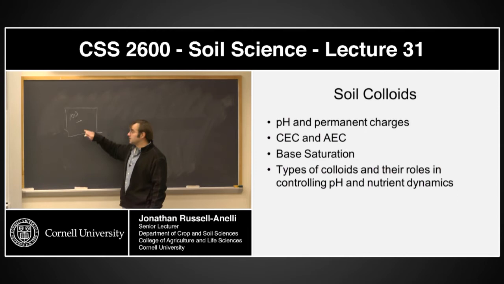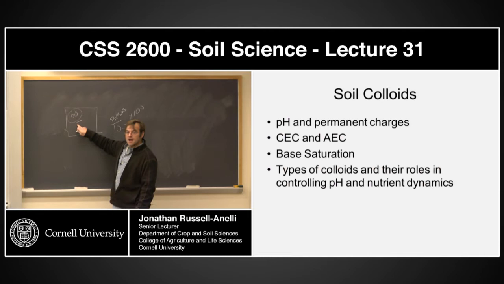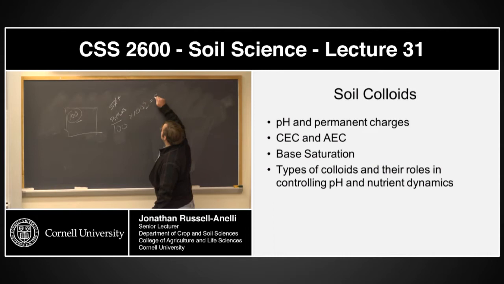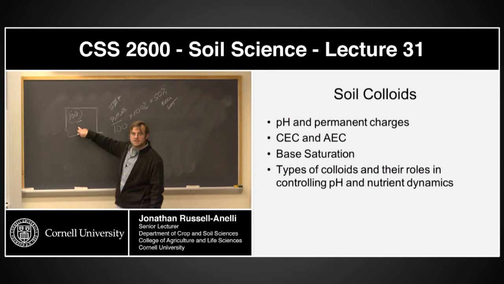That's it. Base saturation is a measurement of how much of this 100 is occupied by bases. So if, of these 100 charges, I have 50 positive charges that are attached, that means I have 50 over 100 times 100 for the percentage. That means I have a 50% base saturation. Does that make sense? Now, as those bases come off, I'm not changing my CEC. I'm just changing the base saturation.